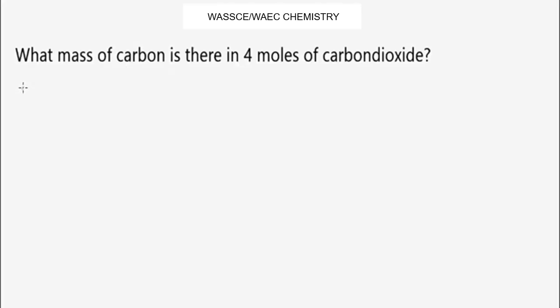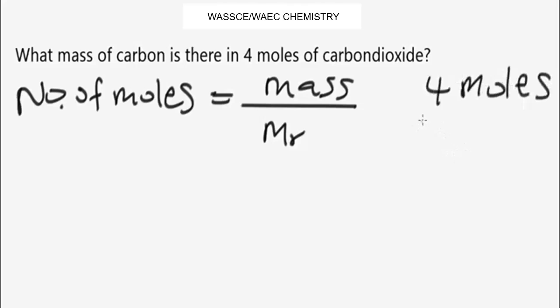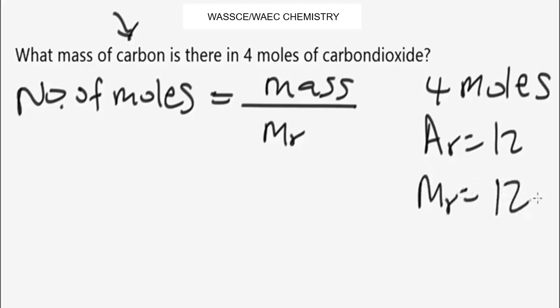Alright, so our usual formula is number of moles equals mass of the substance over the relative formula mass. Let's get our parameters. We have the moles to be 4 moles, and we have the relative atomic mass of carbon to be 12. Now to get the relative formula mass of the element, because this time we are working with an element, no longer a compound, the relative formula mass of the element carbon will still be 12.